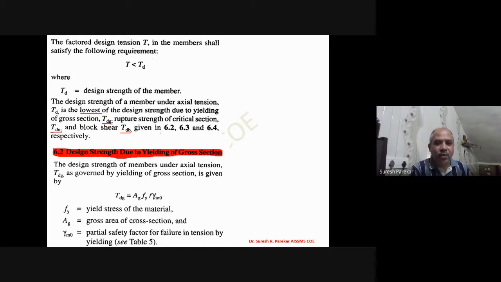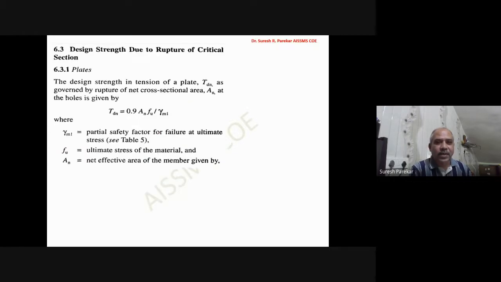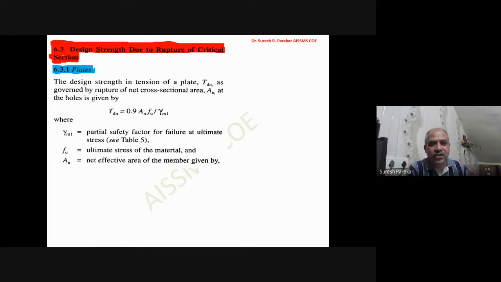Now if we go to clause number 6.3, then you can see this is due to rupture at critical section, but we have 6.3.1 for plates, 6.3.2 for threaded bolts, then 6.3.3 for angles, and 6.3.4 for double angles. Then we have this TDN, that is given as 0.9 AN FU upon gamma M1. Now in this, FU we know, gamma M1 from table 5.